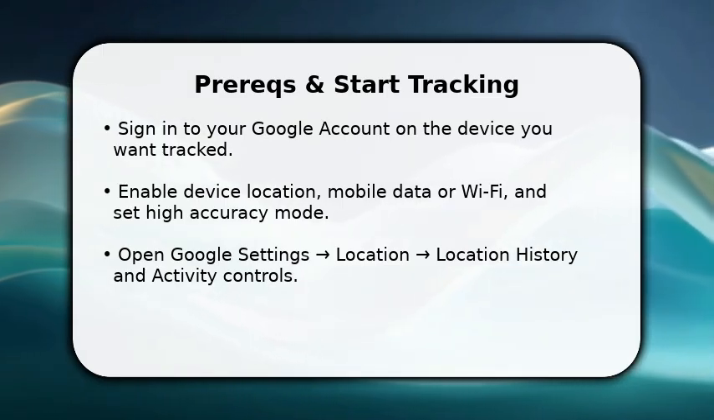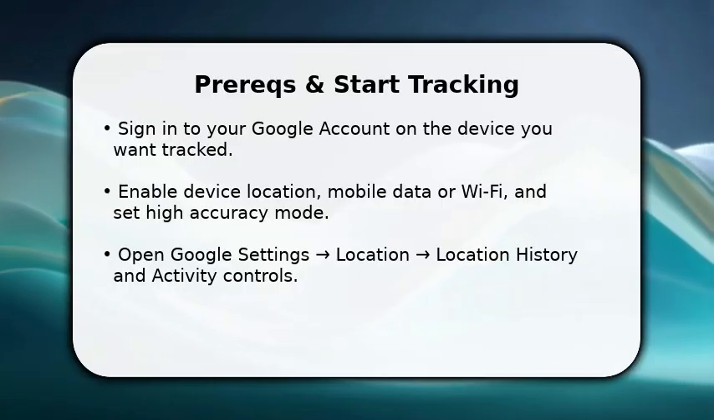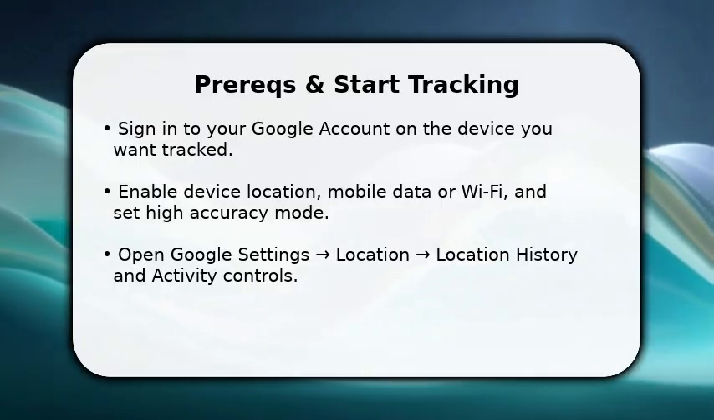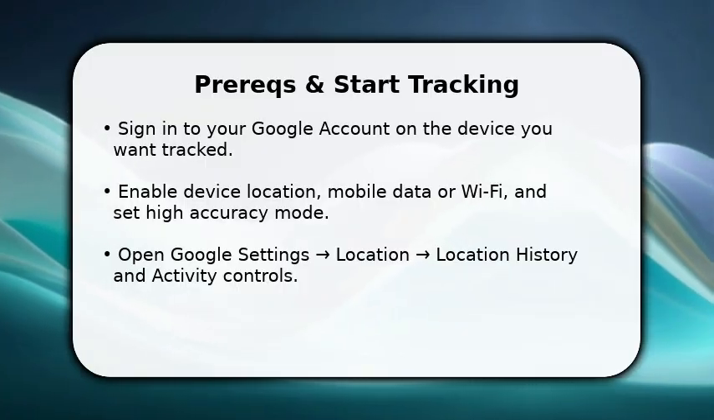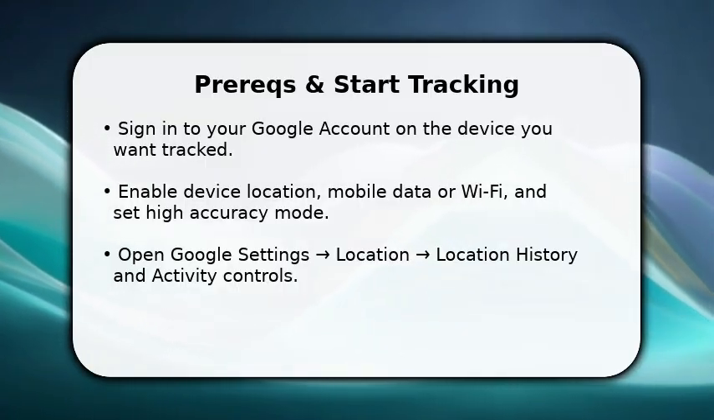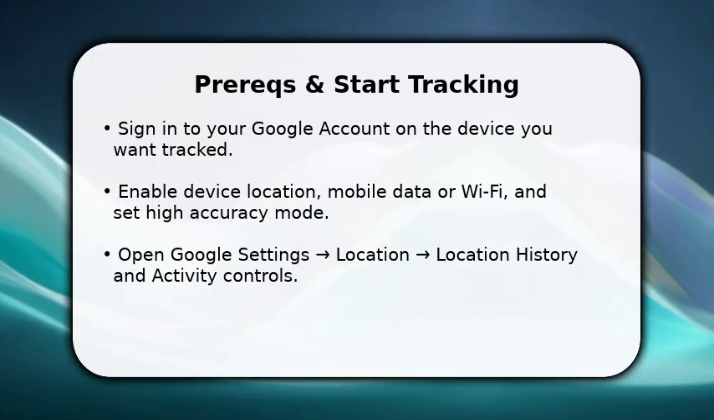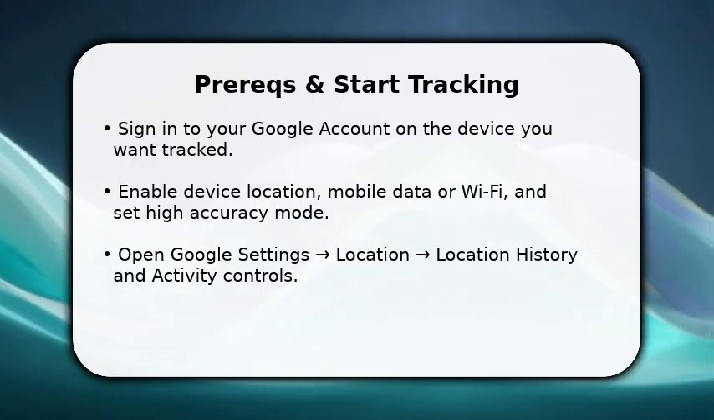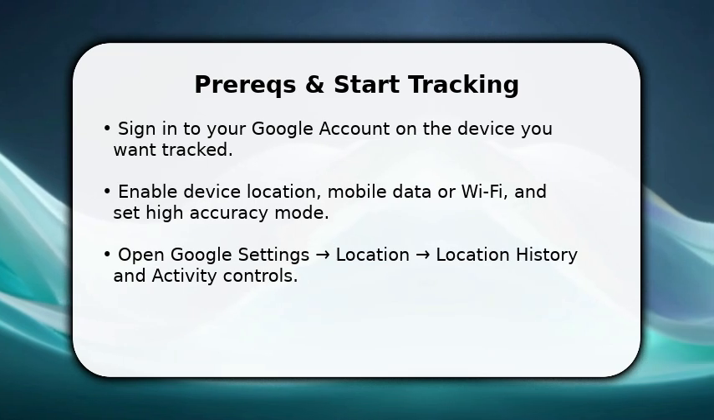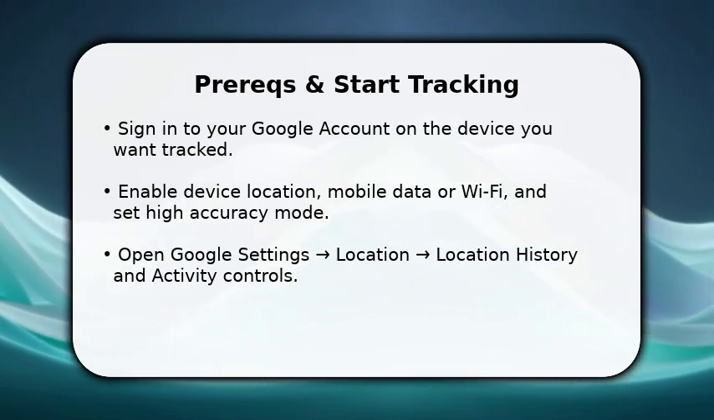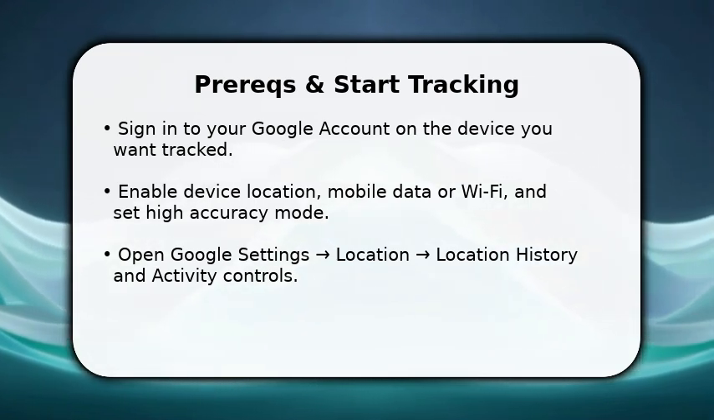Once done, go to Google settings, tap location, then location history and activity controls to allow data collection. Make sure you enable the specific device under your devices so Google links the timelines. This is the foundational step, because without account linkage and high accuracy, subsequent tracking and timeline details will be incomplete.